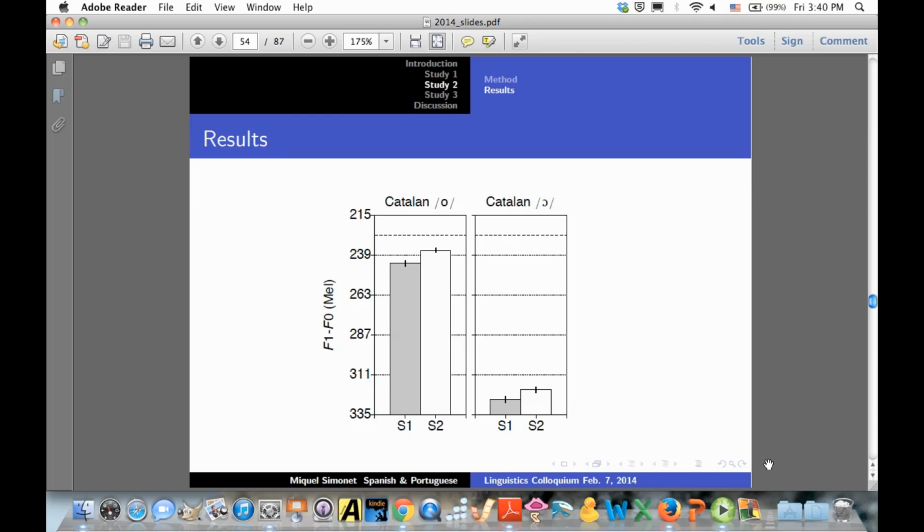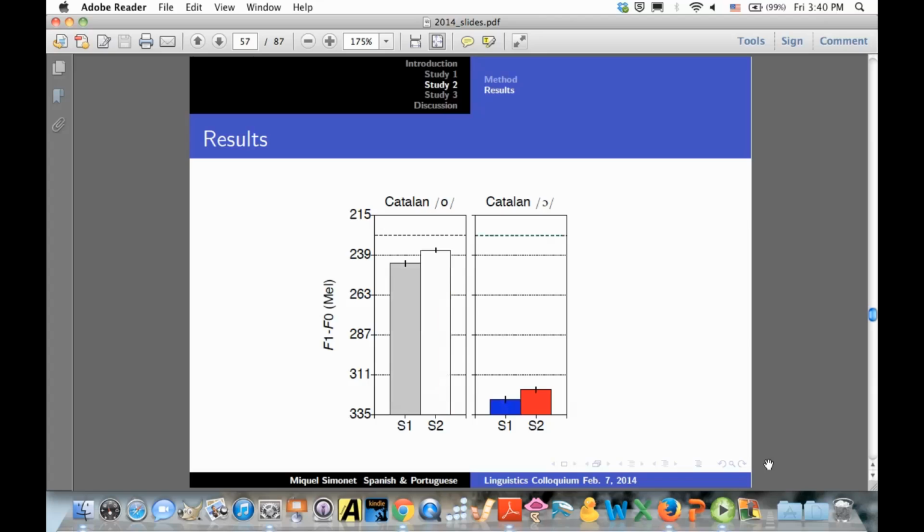This is the Catalan O data and the Catalan A data by all the participants. There was no interaction between session and any of the other factors. And this is session 1 and session 2, O and A. Notice that there is a difference between O and A in session 1, and there's a difference between O and A in session 2, the bilingual session. And these things are kept constant.